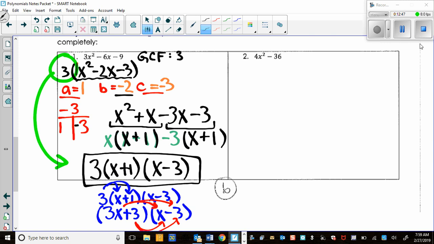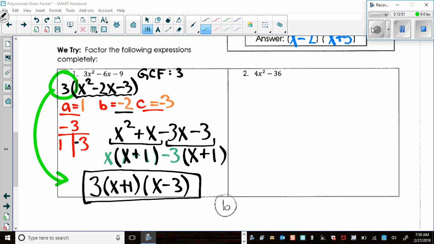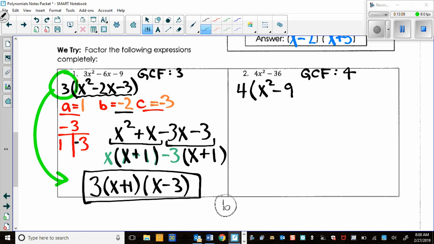Let's try to figure out what the factors are. Alright, so if I look at 4x squared and a negative 36, I know that my GCF has to be a 4. That's what they have in common. So when I take out my 4, I'm going to go ahead and write what's left over inside the parentheses. That's x squared, and that's minus 9.